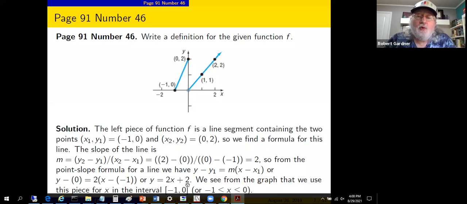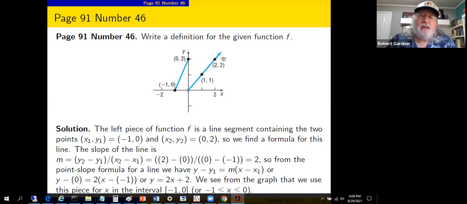That's the formula for the function f, provided the x values are between -1 and 0, including the endpoints. These are less than or equal to. It's just run off the screen a little at the bottom. These are less than or equal to in both cases. Includes the endpoints because there's solid circles there. So we'll use this piece over that range of x values.